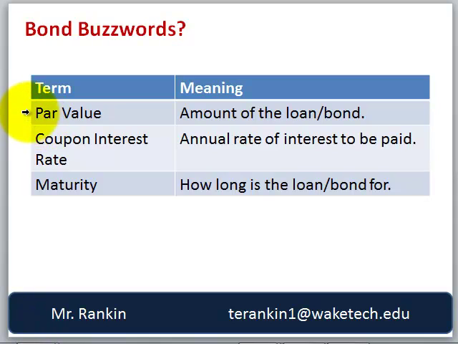Just a couple of buzzwords, there are lots of them, but par value is the amount of the loan. The coupon interest rate is the interest rate. And the maturity is how long the bond is for. That's a very quick overview of bonds and how they might fit into your investment portfolio.